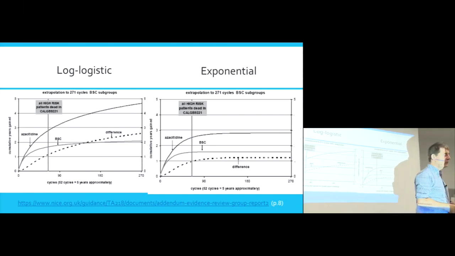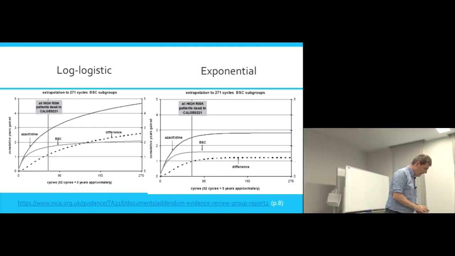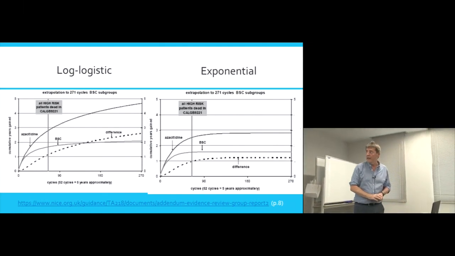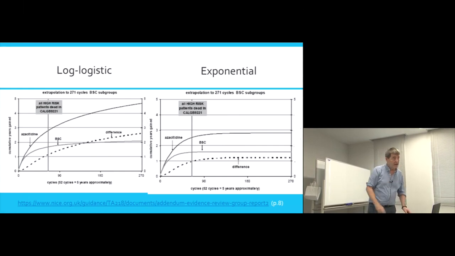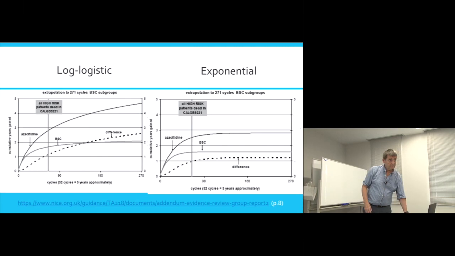Okay, so those two curves, using a log-logistic model, using the data from the trial, predict for yes? Yeah. So that comes from a trial comparing azacitidine versus best supportive care. It does, yes. How do you know that best supportive care gains, let's say, 1.5 years if it's not compared against no treatment at all?